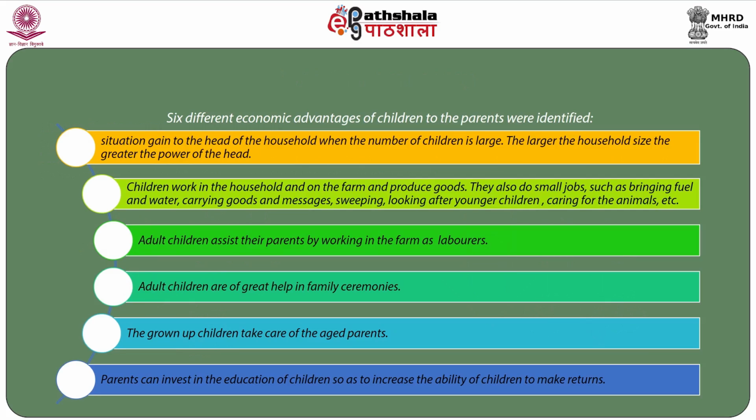Adult children assist their parents by working on the farms as laborers. Adult children are of great help in family ceremonies, such as marriages, funerals, and ceremonies connected with births in the household. They also contribute to community festivals. The grown-up children take care of the aged parents. And lastly, parents can invest in the training and education of the children so as to increase the ability of the children to make returns.